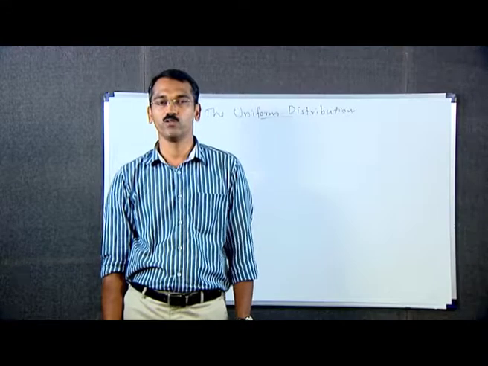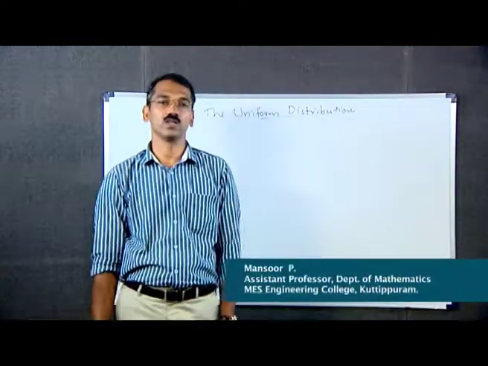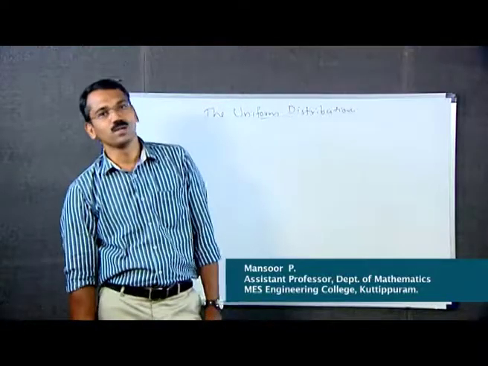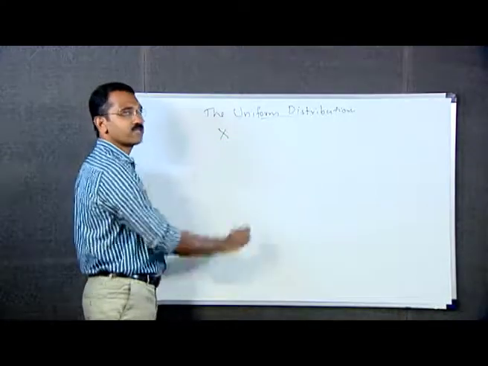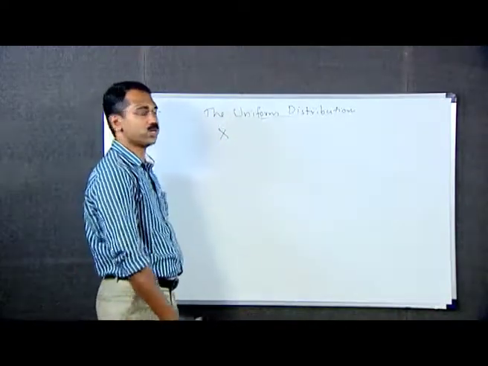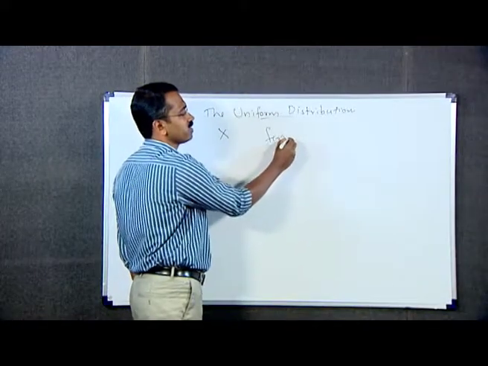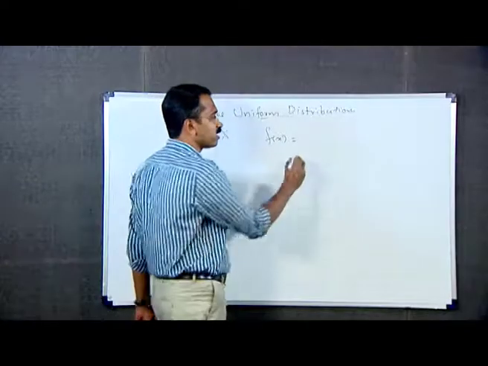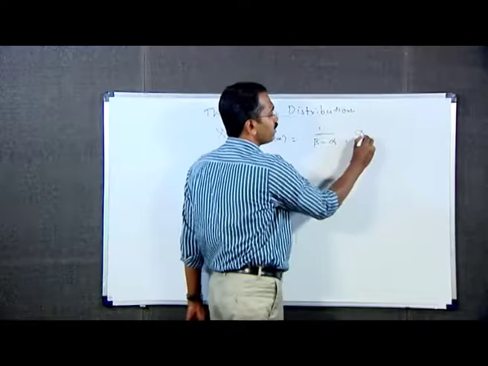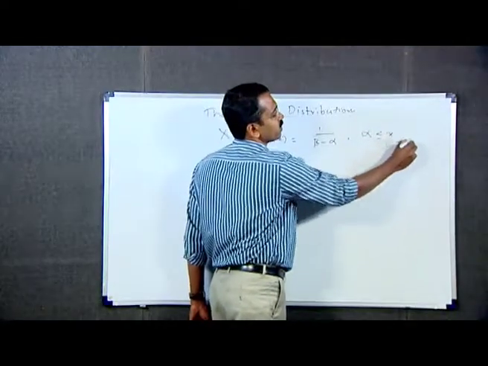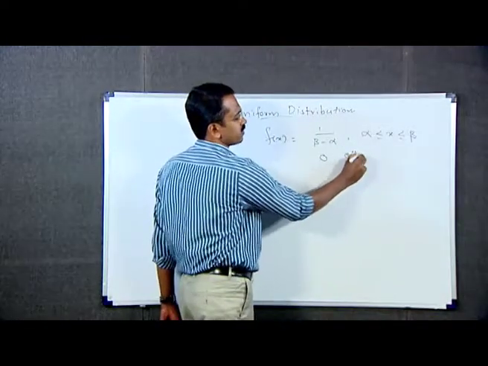Welcome to the session on uniform distribution. Uniform distribution is a special type of continuous probability distribution. The definition is: a continuous random variable capital X is said to follow a uniform distribution if its probability density function f of x is given by f of x is equal to 1 by beta minus alpha, where alpha less than or equal to x less than or equal to beta, and f of x is equal to 0 otherwise.